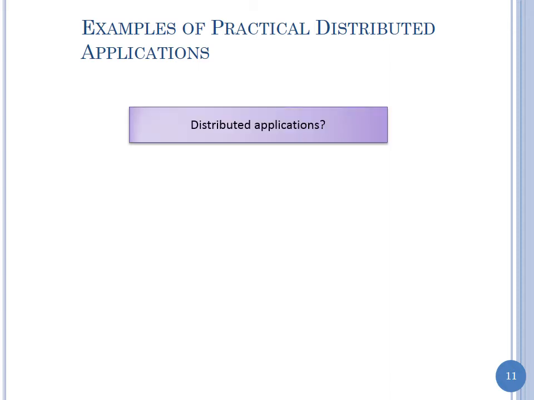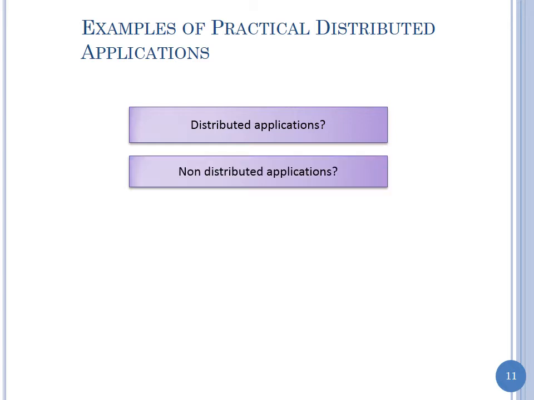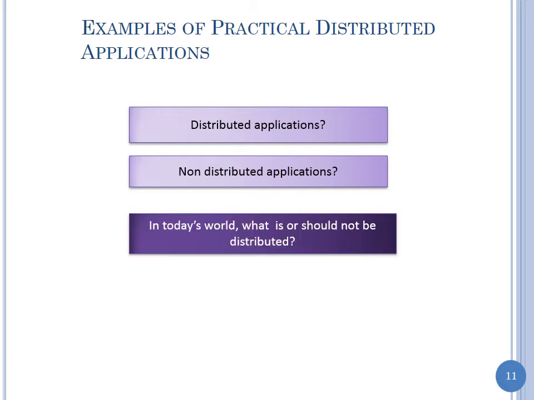So what are some examples of interesting couplings? And what are some distributed applications? The more interesting question is, what's an example of a non-distributed application? It's much easier to find. Almost anything interesting, and that's what some of you were saying when I asked you what you expect in this course, that anything interesting is distributed. So in today's world, what is or should not be distributed? The answer probably is nothing, unless you're really worried about security.